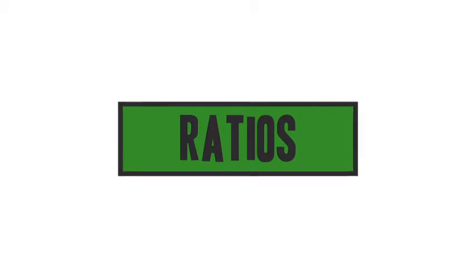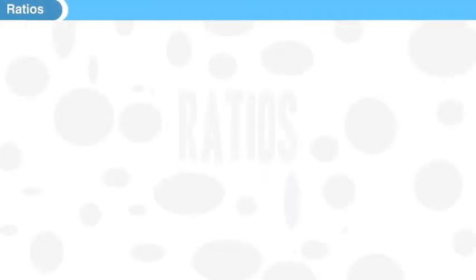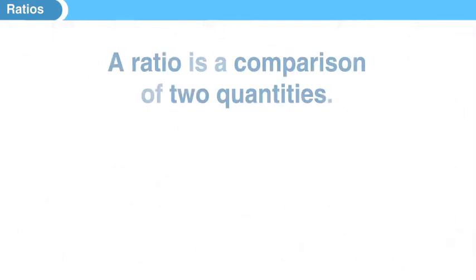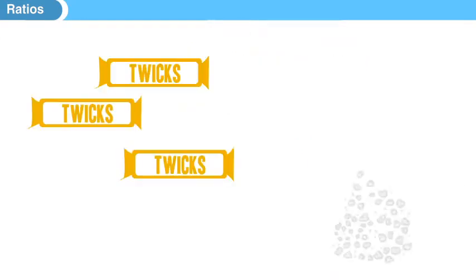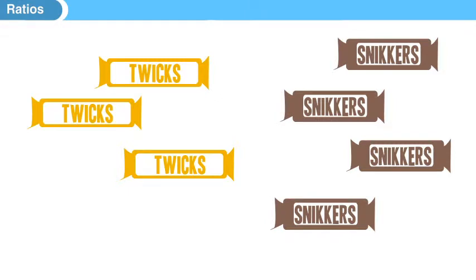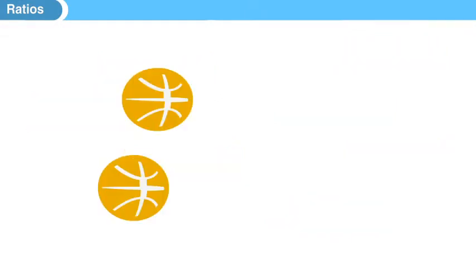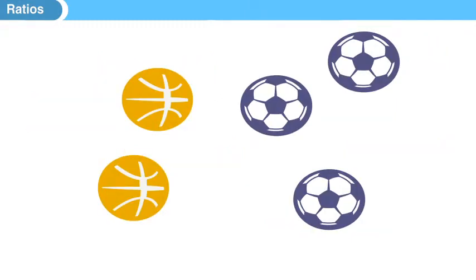In this lesson, we are going to dabble in one of my favorite math topics, ratios. So what is a ratio? A ratio is a comparison of two quantities. It's used to show for every amount of one thing how much there is of another thing. What I love about ratios is how they can be used everywhere. We can use ratios to compare the number of Twix bars to the number of Snickers bars, or even the number of basketballs to the number of soccer balls.